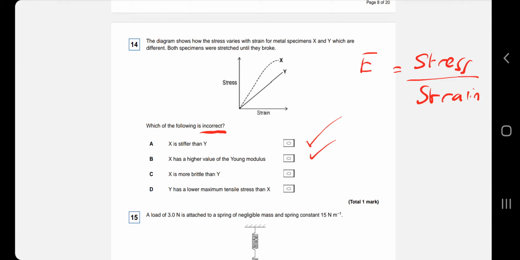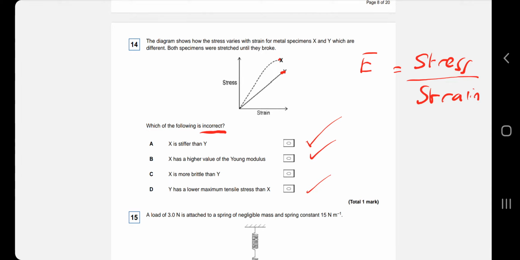Let's have a look at D. Y has a lower maximum tensile stress than X. Maximum tensile stress is the highest value of the stress, and Y is indeed lower than its counterpart X. So D is also correct.